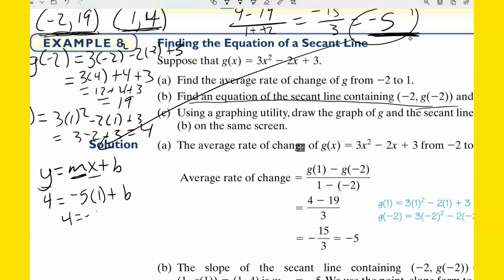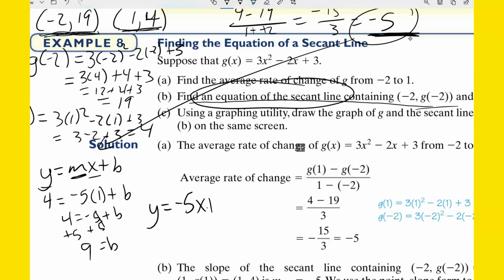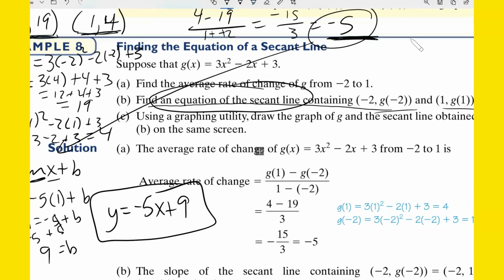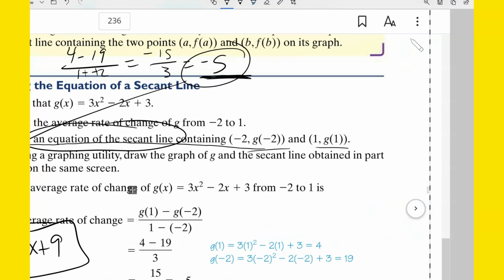So 4 equals -5 plus b. I add 5 to both sides, and I get b equals 9. So now, the equation of the secant line is going to be y equals -5x plus 9. That's my y equals mx plus b equation of that line. That's called slope-intercept form. There's another way to do it using something called point-slope form.